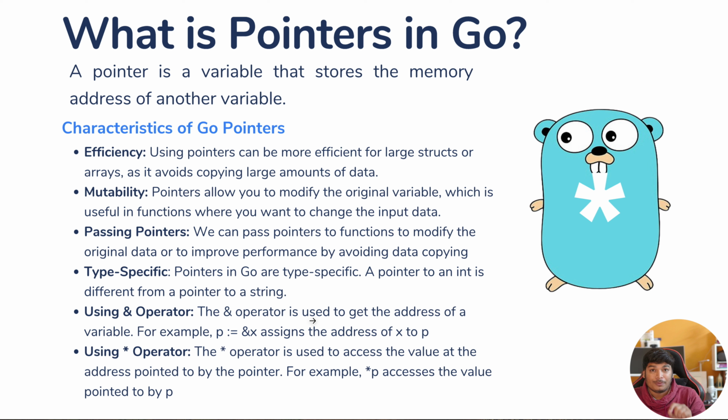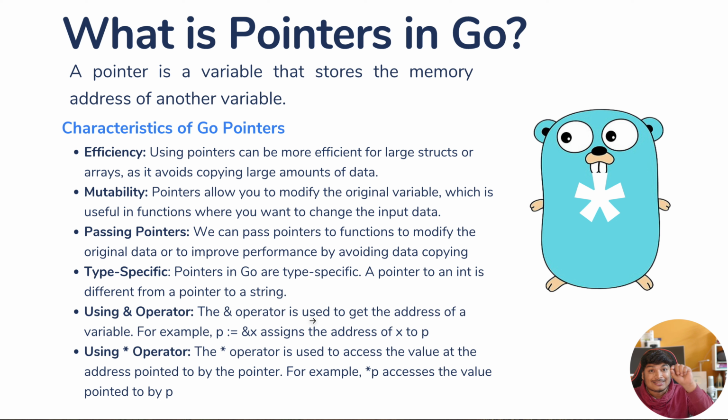Then using the AND operator. The AND operator is used to get the memory address of any variable, okay? For example, p := &x. So p's value is actually the memory address of x, okay? And remember, the moment we are saying p's value is the memory reference of x, or say pointer of x, that means p is a pointer variable, okay?